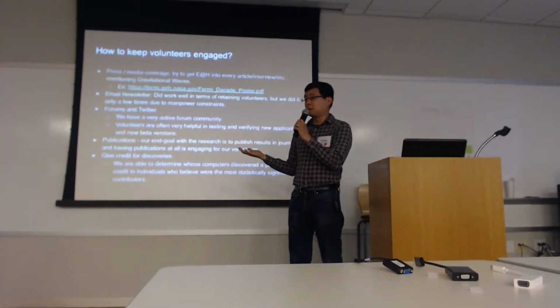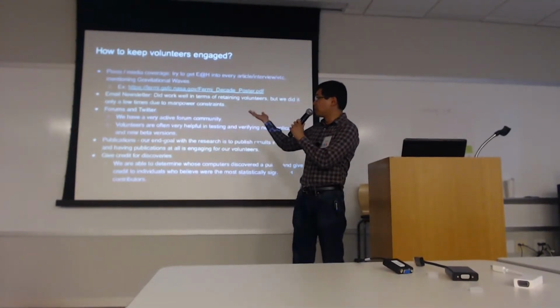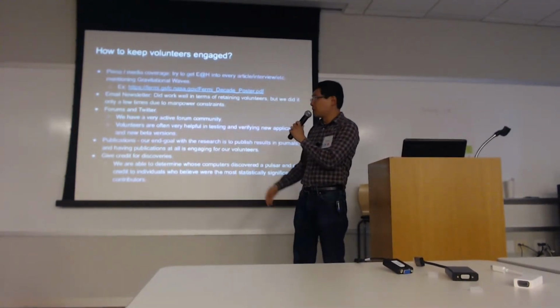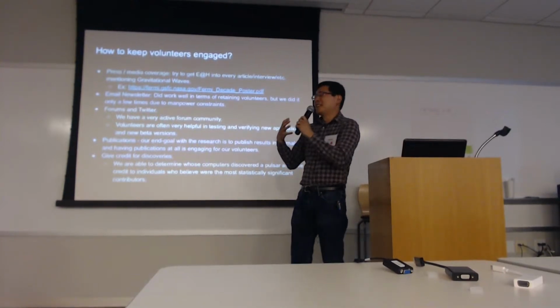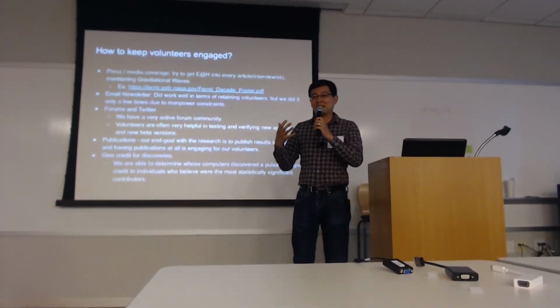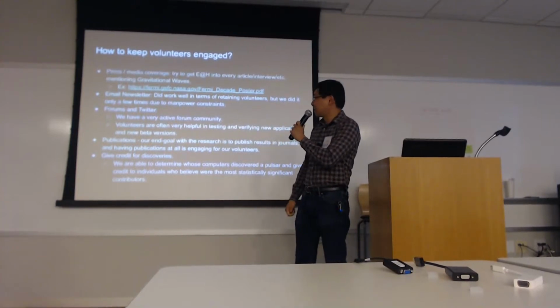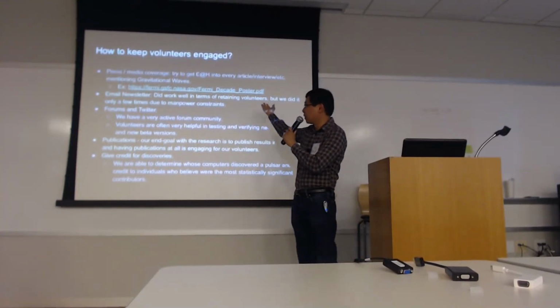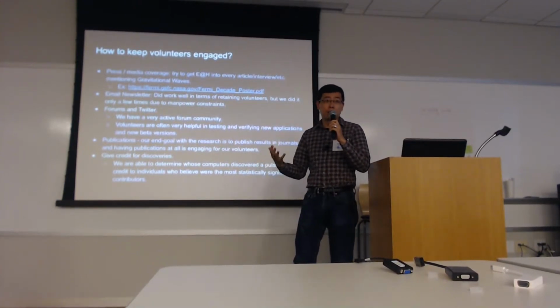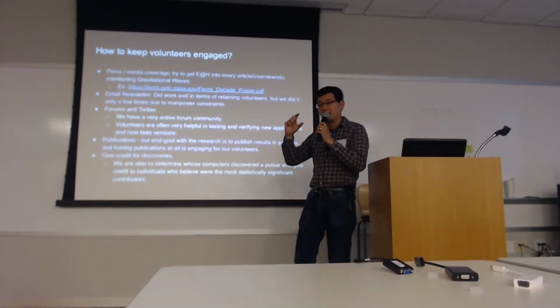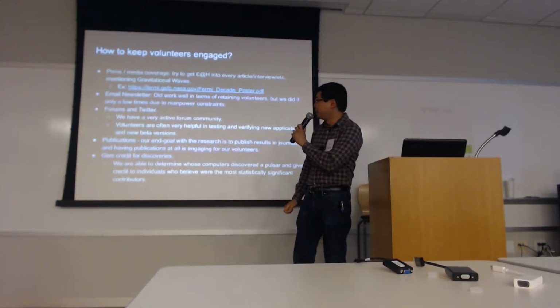We try to keep ourselves in the public eye, if you will, so that anytime there's some kind of discovery that uses Einstein at Home, we try to get ourselves credit. This is a link to a fairly large poster that NASA produced about the Fermi telescope. Einstein at Home is featured in a little blurb in the corner.